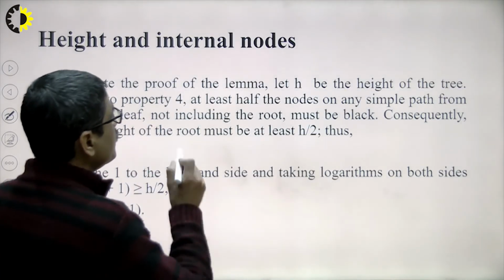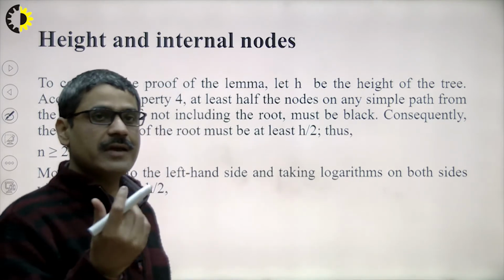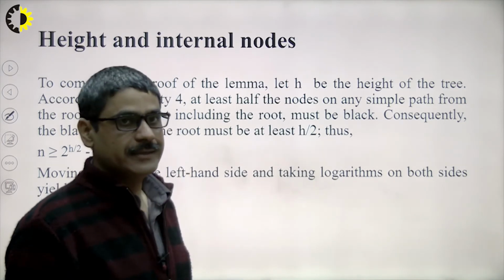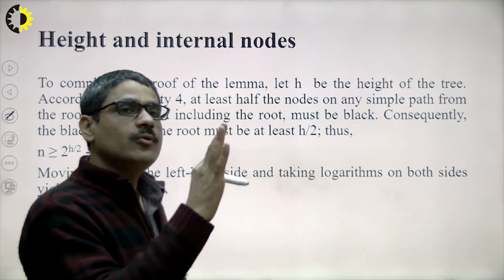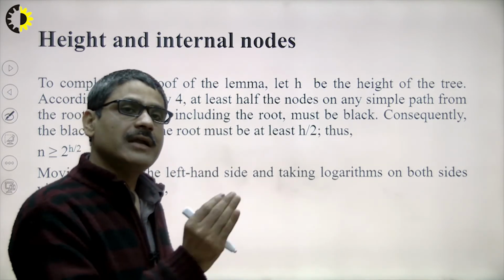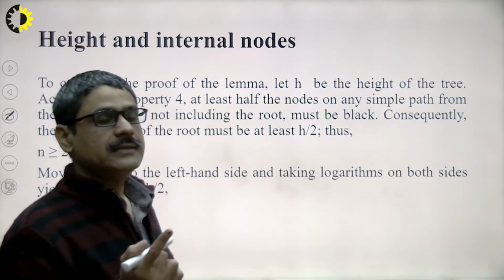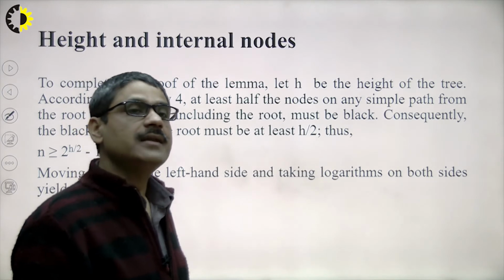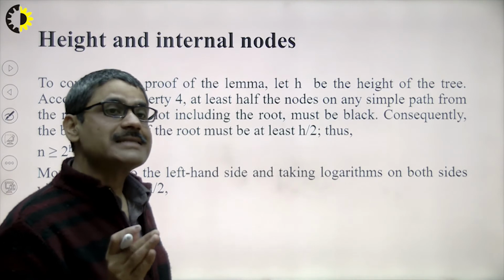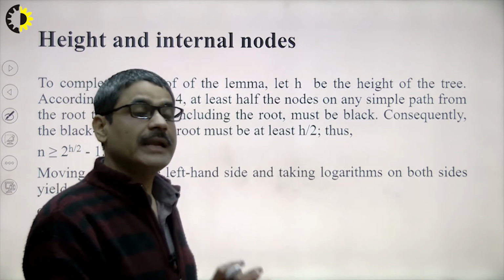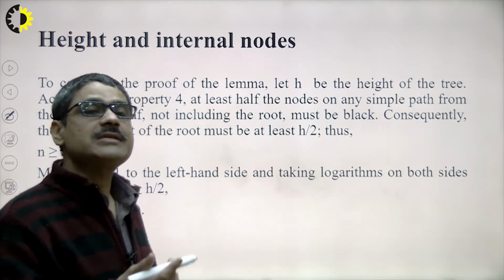If you look at property 4, every red node has a black child, the root is already black, and the leaf is already black. So for every red node, there must be a black node at the higher level. If you calculate the number of black nodes and red nodes, the number of black nodes is greater than h by 2, which means it is more than half, and the number of red nodes is less than half.